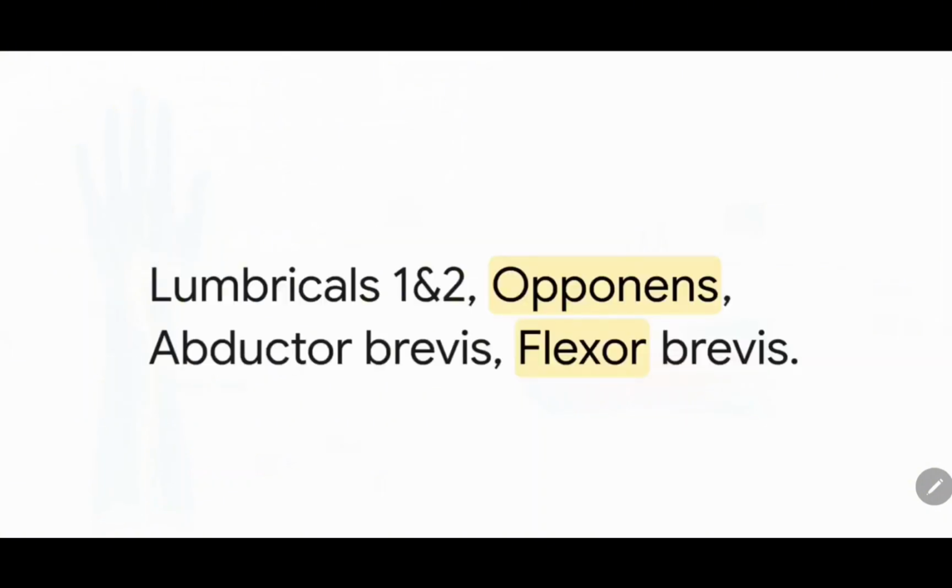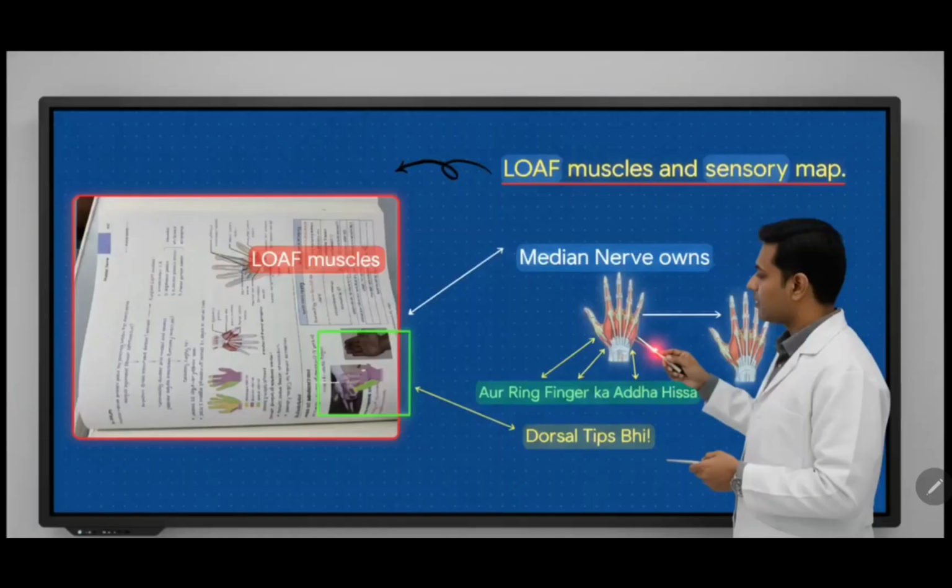Inside the palm, the recurrent branch supplies the thenar eminence, which is easily memorized by the LOAF mnemonic. L for lumbricals 1 and 2, O for opponens pollicis, A for abductor pollicis brevis, and F for flexor pollicis brevis. Beyond the LOAF muscles that form that bulky thenar eminence, map out the sensory territory here. The median nerve owns the lateral 3.5 digits on the palmar side. Matlab thumb, index, middle, और ring finger का आधा हिस्सा, plus उनके dorsal tips भी.